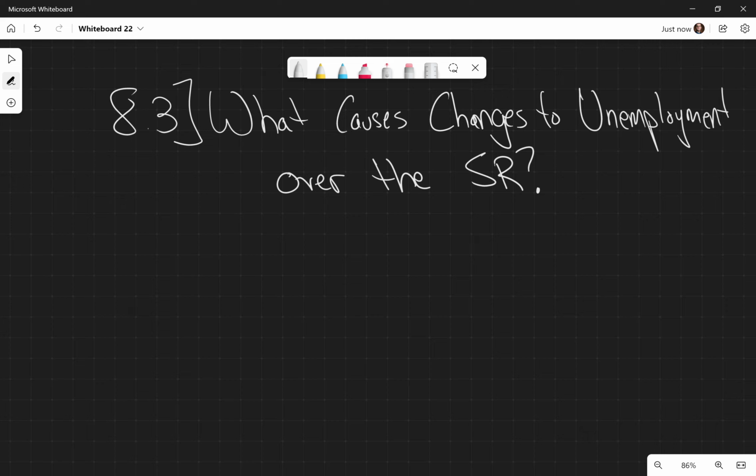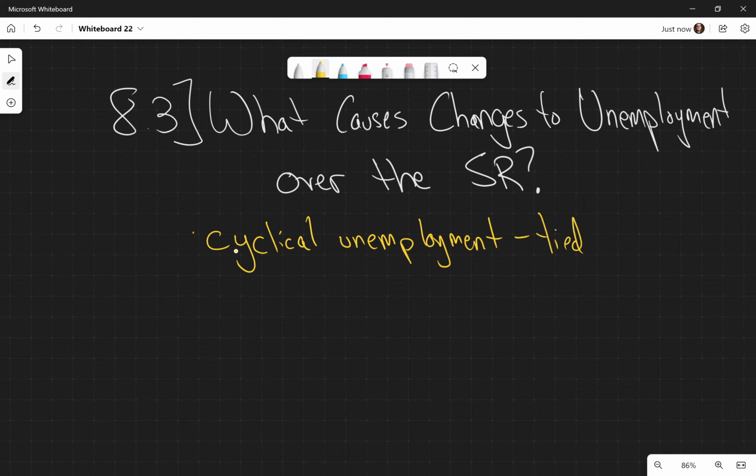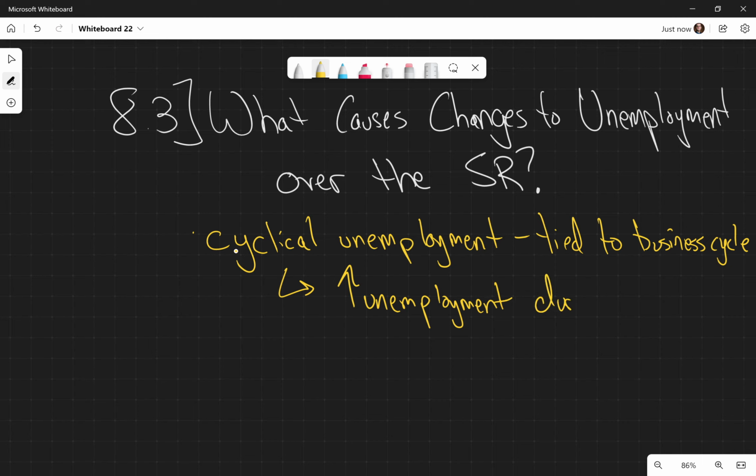So when we're talking about the causes and what changes unemployment over the short run, the answer really is to look at those different types of unemployment that we learned about. And the one that is related to this is our cyclical unemployment. This is unemployment that is tied to the business cycle. So this would mean higher unemployment during a recession.